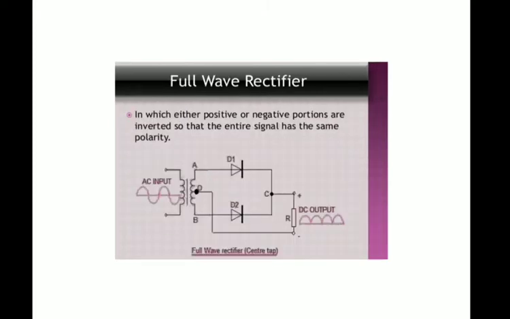Full wave rectifier: here either the positive or negative portions are inverted so that the entire signal has the same polarity. In the diagram, the AC input is given to two diodes. It is a center tapped transformer, and it is a step down transformer. The DC output is shown in the figure.